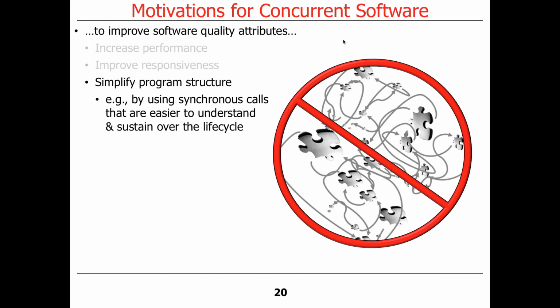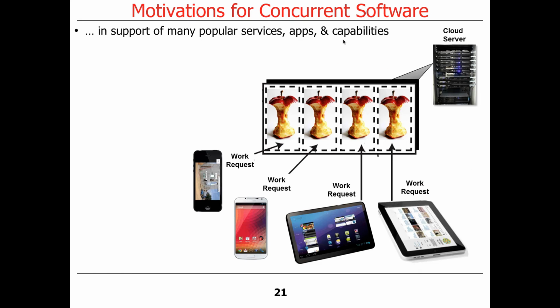And then the third quality factor is simplifying program structure by using synchronous method or function calls that are easier to understand and sustain over the life cycle, in contrast to using purely event-driven programming, which is the more traditional way of doing things, especially in a user interface environment. So we'll talk about all three of those different categories, and I'll give you much more detail and information about this and show lots of examples, and we'll start looking at code shortly too.